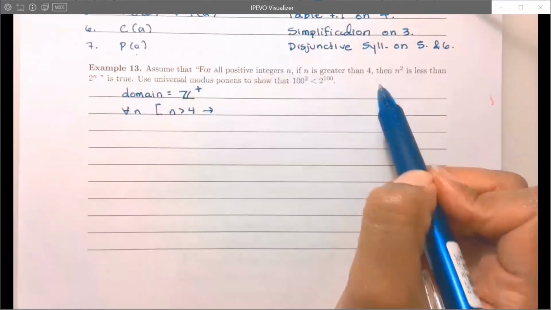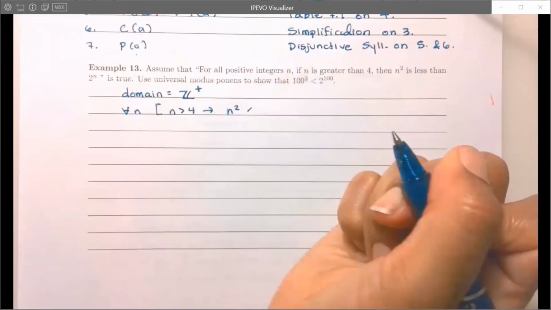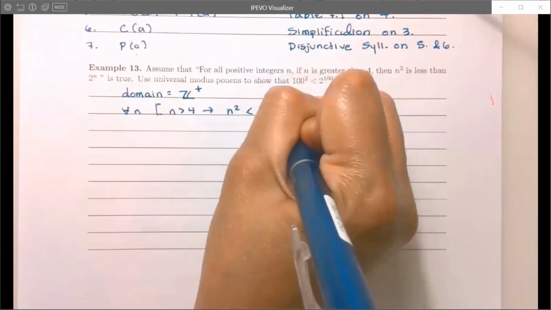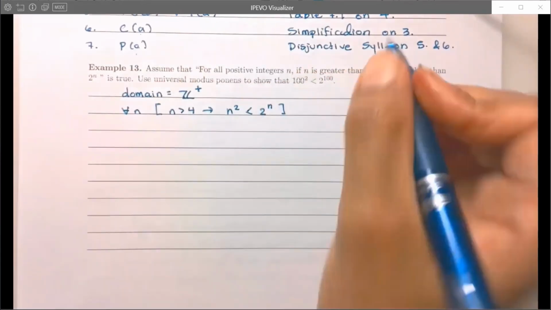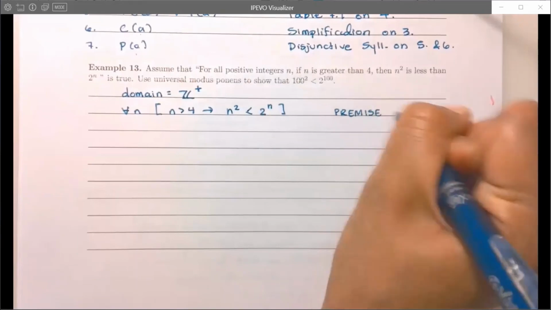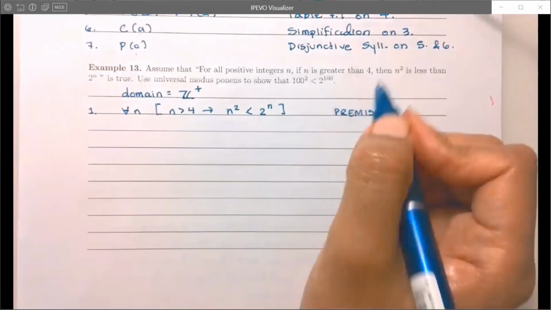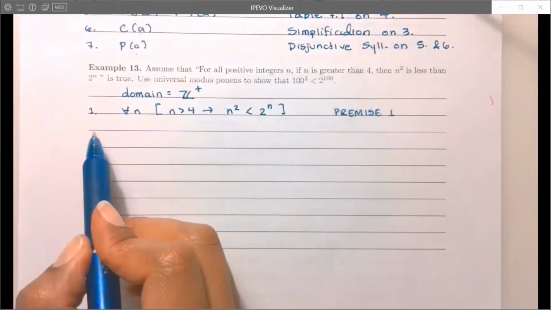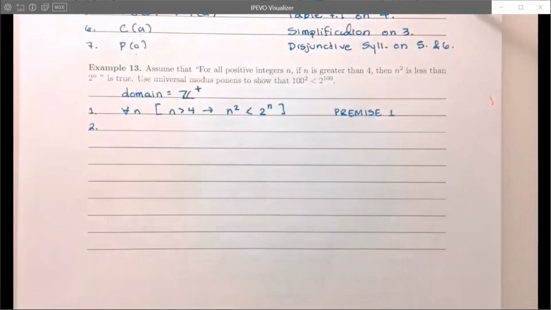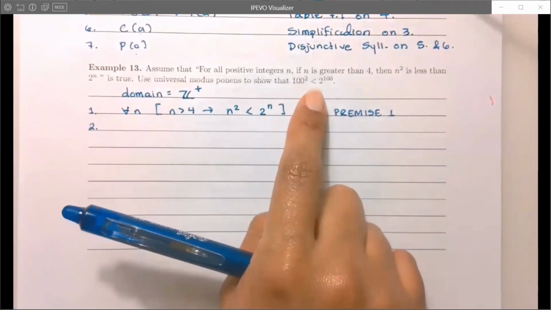then n squared is less than 2 to the n. Okay, and this is our first premise. And actually, it's our only premise. So again, I'll use statements and then justifications here. So what next? They want us to use that in order to show that 100 squared is less than 2 to the 100. So what I would need to do is first instantiate it for these numbers, right? For n being 100.